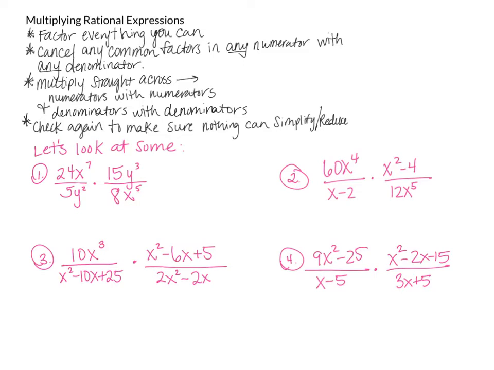Okay. Once we do that, we're going to multiply whatever's left over straight across. So numerators get multiplied with numerators, denominators with denominators. And then we want to check and make sure that we haven't forgotten to simplify anything. Okay. So in doing all of this, there's a couple different things we're going to have to remember. We're going to have to remember how to factor. And we're going to have to remember how to multiply.